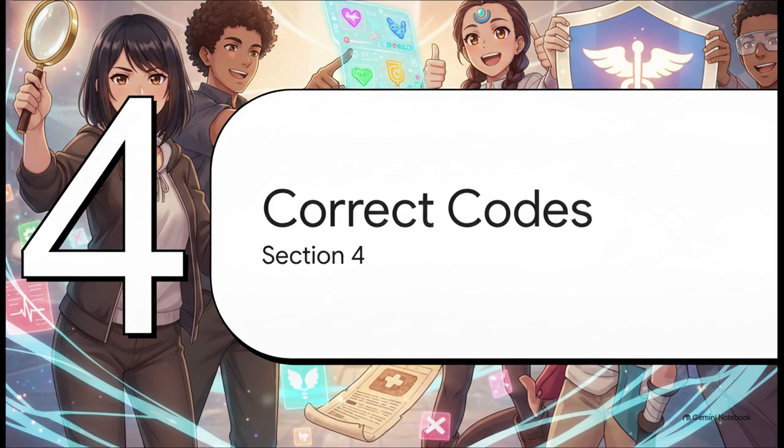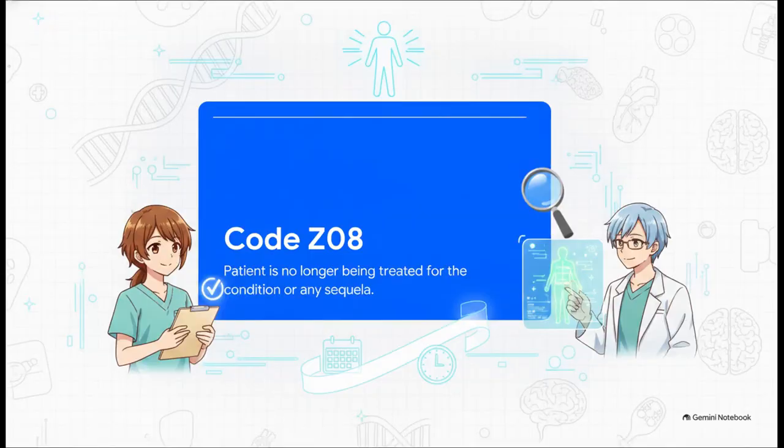Section 4, finalizing the correct codes. The clues are analyzed, the rules are checked. Let's reveal the solution. First up, we've got Z08. This perfectly matches our scenario of a patient who has completely finished treatment and is just here for follow-up imaging. This code is great because it tells the story of exactly why the patient is in the building today. They aren't here because they're actively sick. They're here for surveillance. Surveillance is the magic word here.